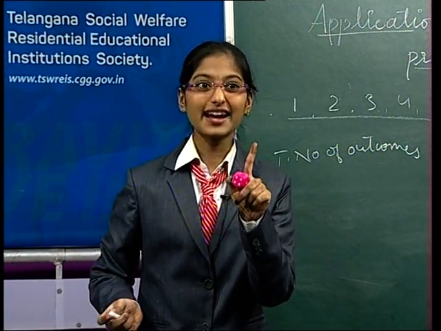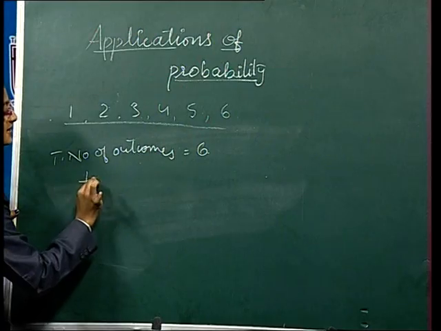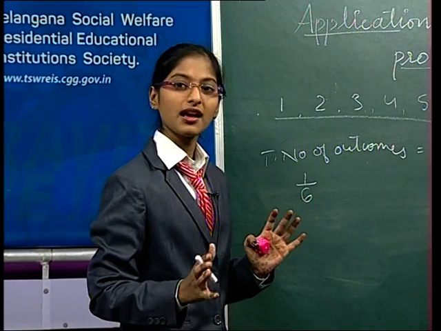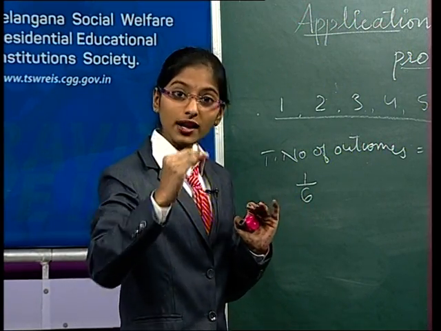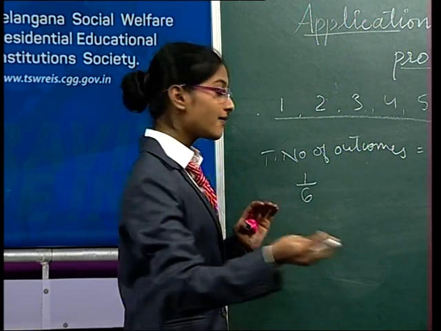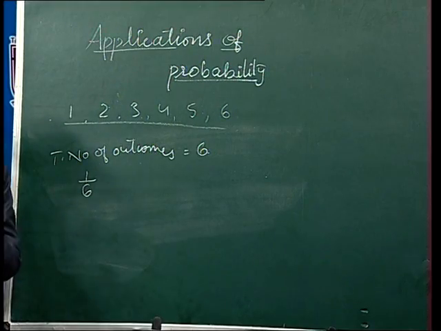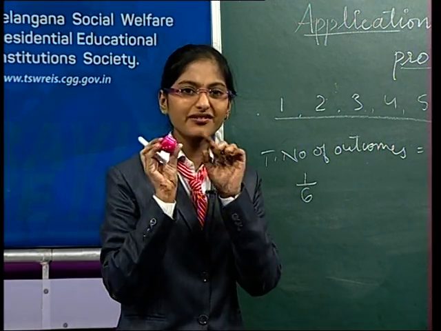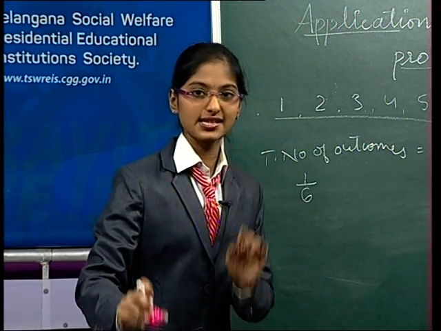Yeah, you are absolutely right, 1 by 6. 1 by 6 is the probability. For 2, same, and for 3, same, 4, same. From 1 to 6, the total number of outcomes is the same and its probability is also the same, because there is only one of each number. So, that is why they are same.